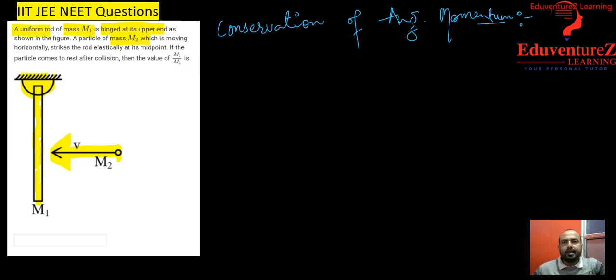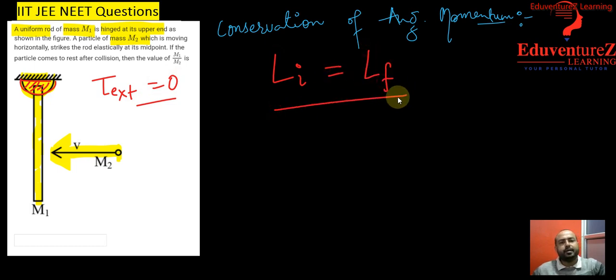So we will take the hinge as the point of rotation. So the net external torque is zero. So the total initial angular momentum must be equal to the total final angular momentum. Initially the angular momentum is only for the particle, which is moving with a velocity or speed v.